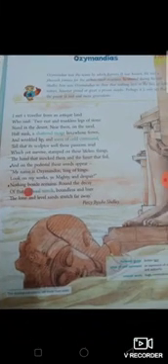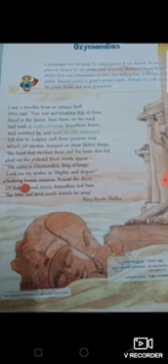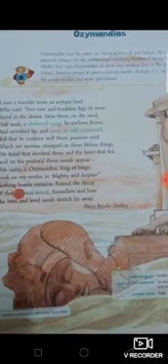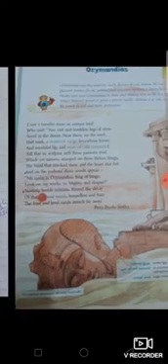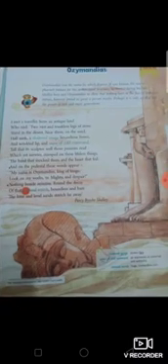So students, this is the end of the poem. The message of the poem is that power is temporary, nothing remains forever. So I hope you have understood this poem.